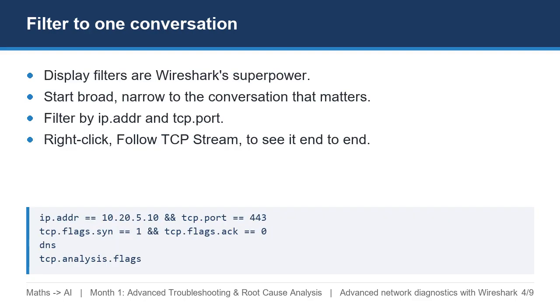Wireshark's superpower is its display filters. Start broad and narrow to the single conversation that matters, filter by ip.addr and tcp.port. Use tcp.flags.syn to see just the connection starts. Filter on dns to check name resolution timing. And tcp.analysis.flags surfaces every problem indicator. Then right-click a packet and choose Follow, TCP Stream, to read one conversation from start to finish.